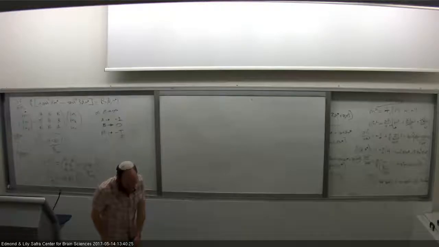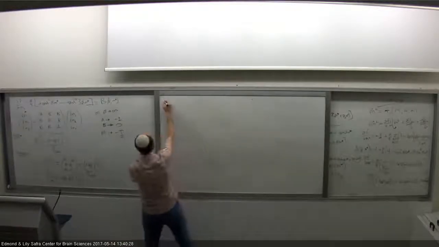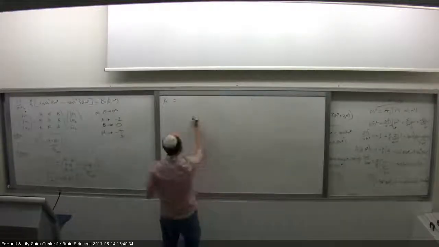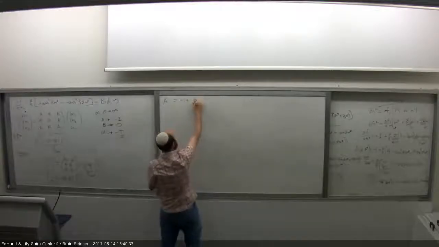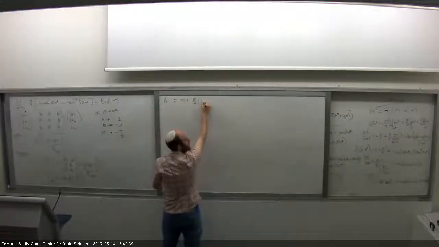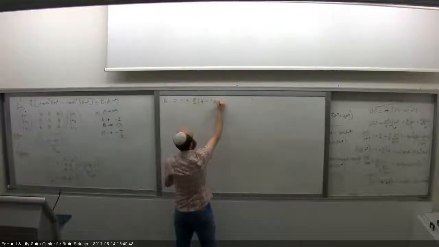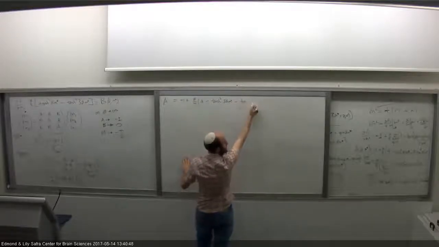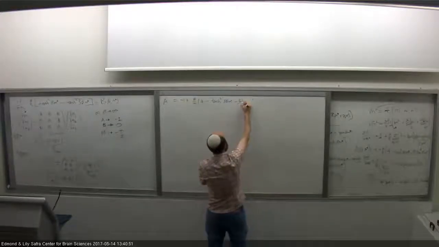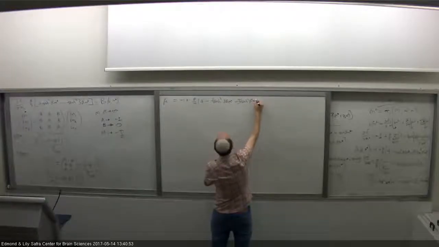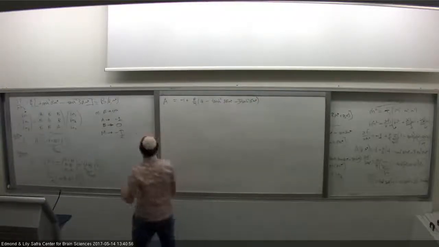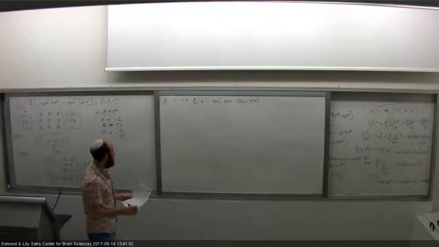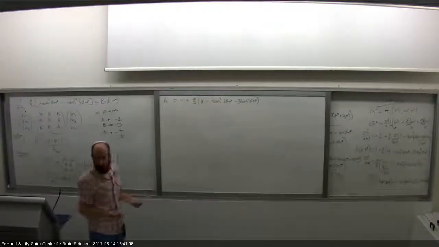I'll need to remember what A is, right? So I have A equal to minus 1 plus beta over 4 minus tanh squared 3 beta m star minus tanh squared beta m star, minus 3 tanh beta m. And we have B over here. Okay, so we can plug these into a computer.